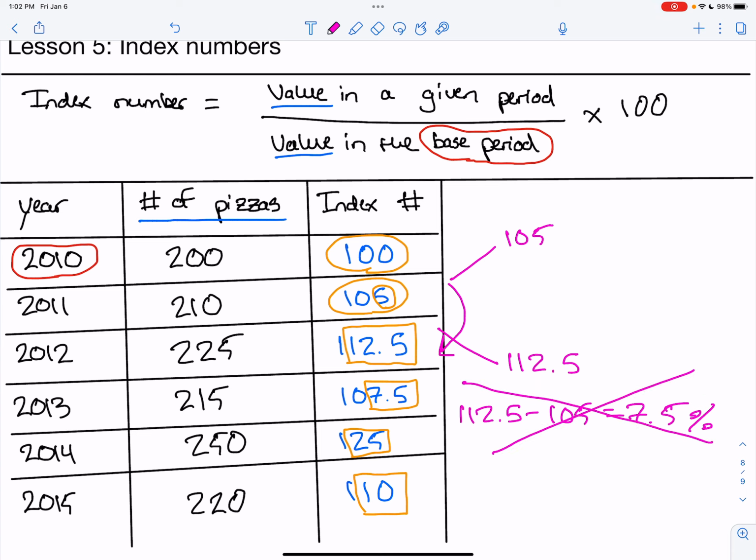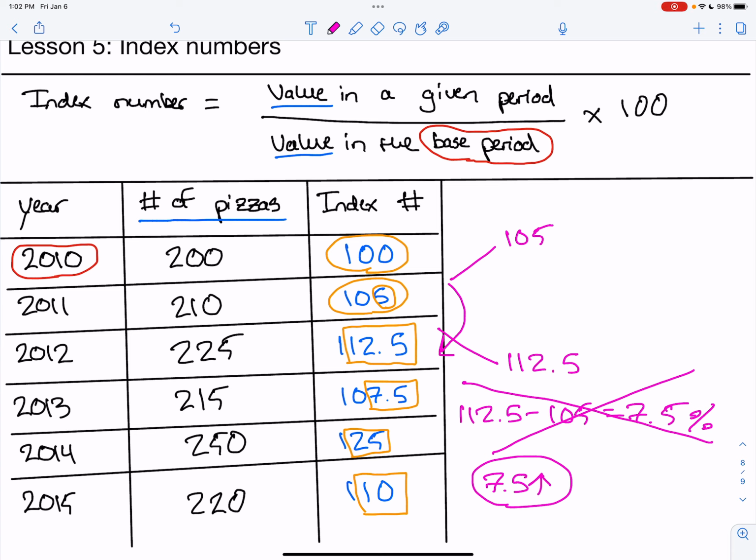Why? The index number has increased by 7.5. That is true. But this 7.5 is not 7.5% of 105. 105 in this case is the starting number, and our finishing number, so to speak, is 112.5. So there's an increase of 7.5. But 7.5 is not 7.5% of 105. 7.5 is 7.5% of 100, right?